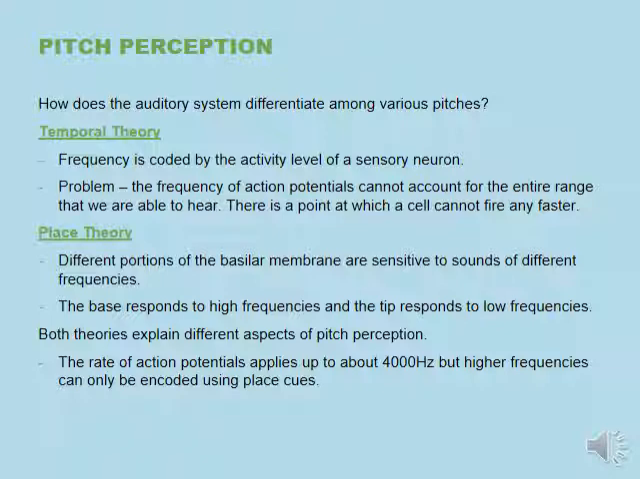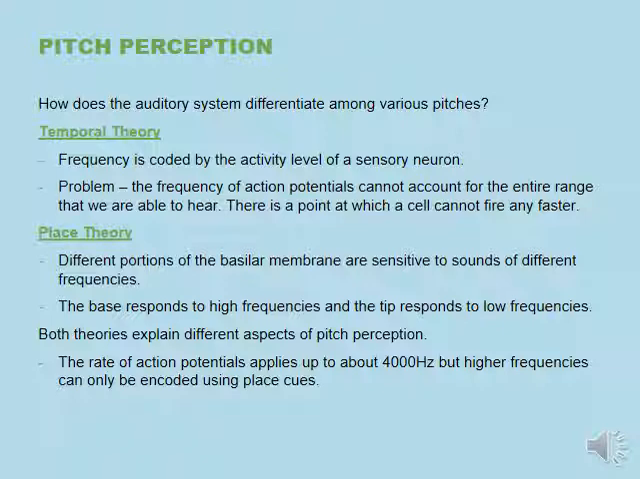Again, you have two different theories. You have the temporal theory: frequency is coded by the activity level of a sensory neuron. The only issue is that the frequency of action potentials cannot account for the entire range that we are able to hear. There is a point at which a cell cannot fire any faster.